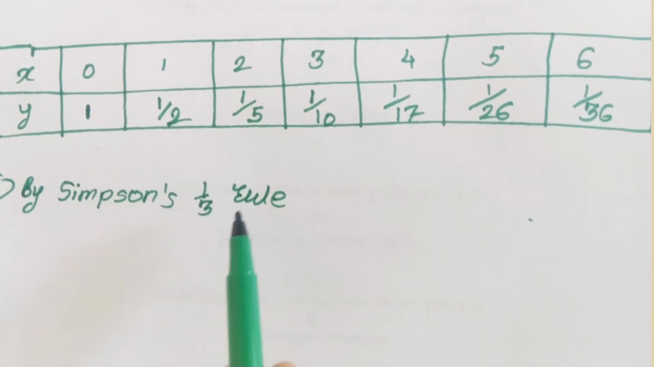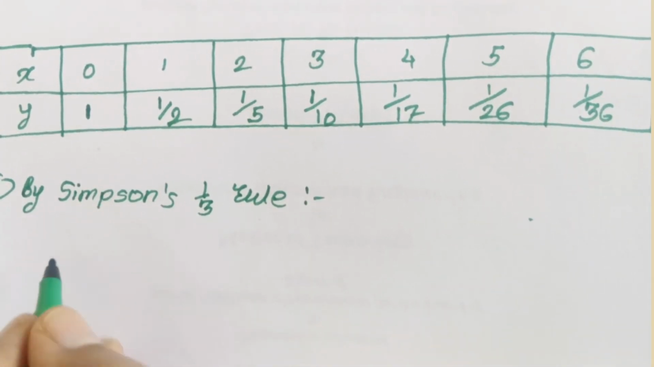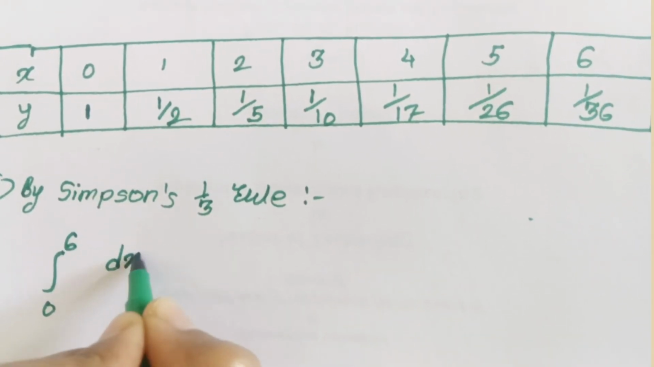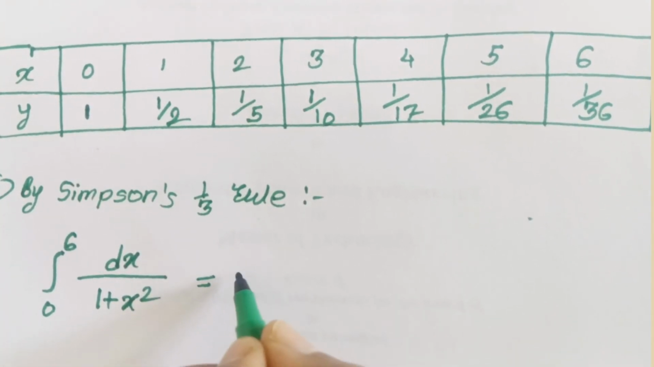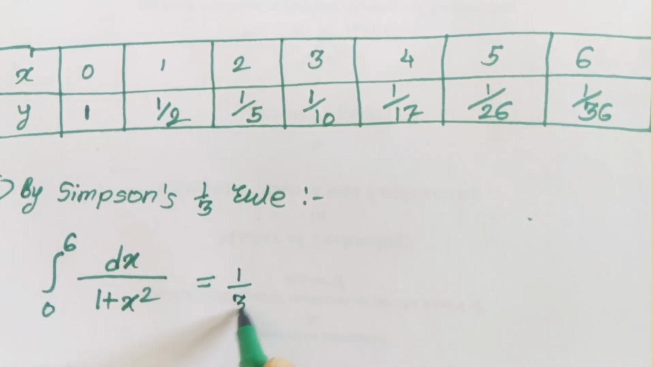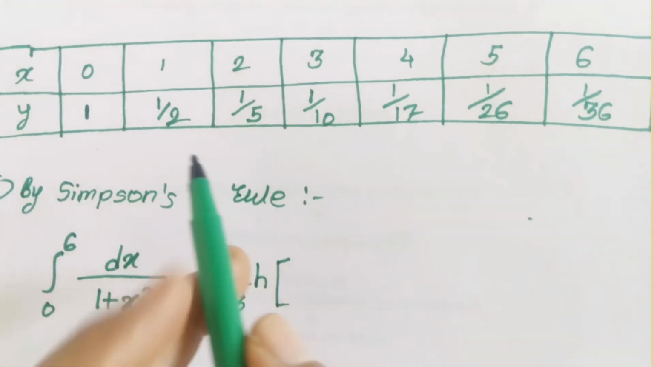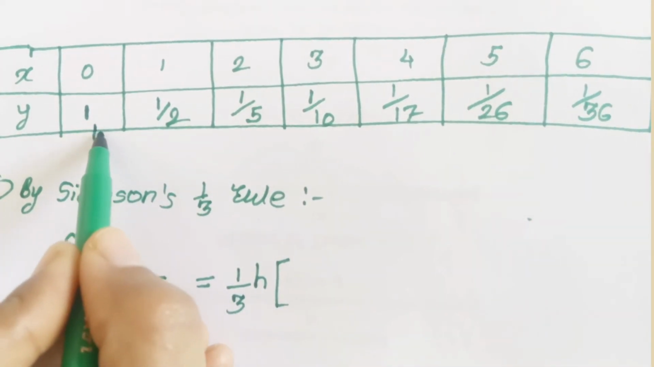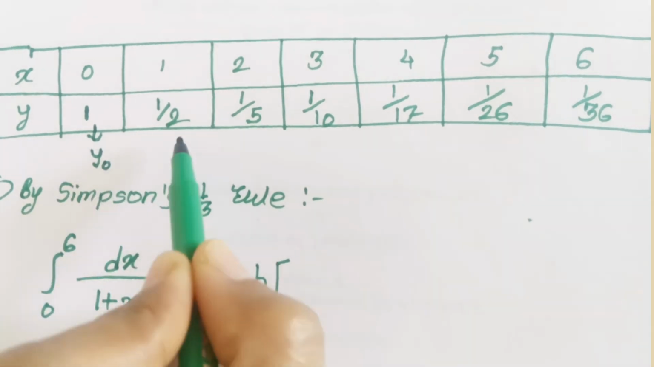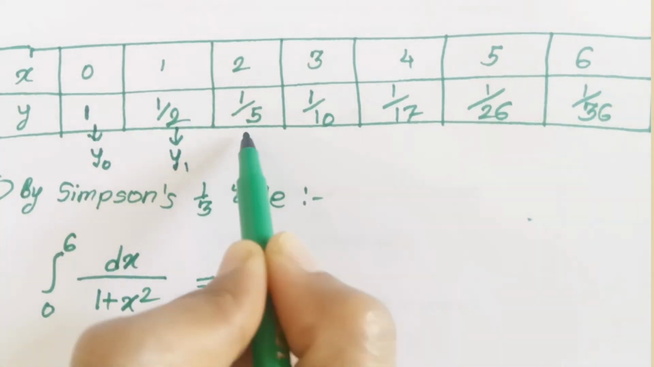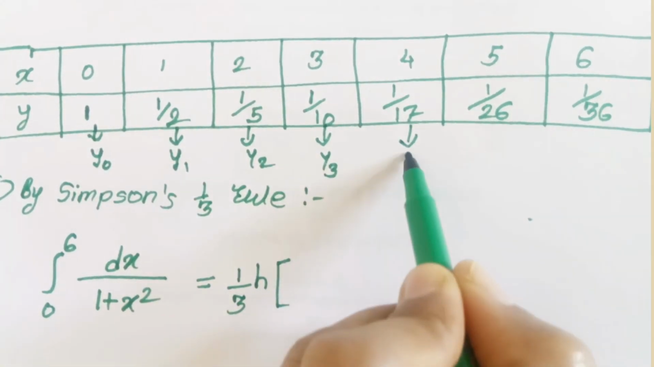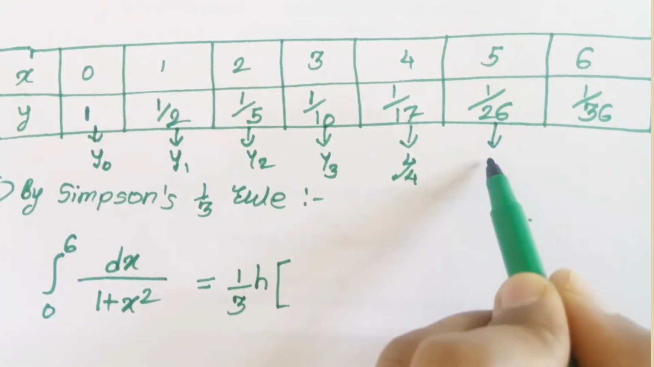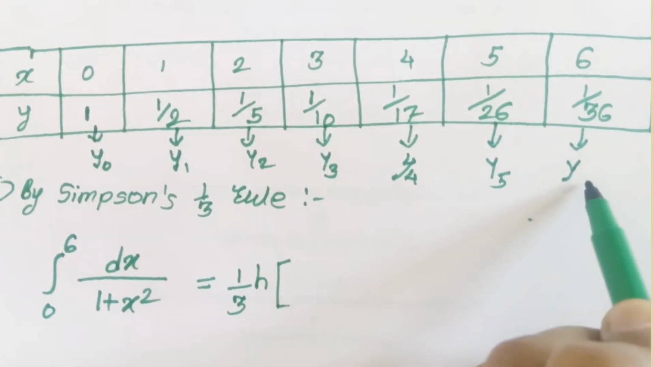First we solve by Simpson's one-third rule, and we know the formula for Simpson's one-third rule. Here our given integral is integral 0 to 6 dx divided by 1 plus x square equals 1 by 3 into h in bracket first term plus last term. Here the starting term is nothing but our y0, then the second value of y is y1, then y2, y3, y4, y5 and y6.